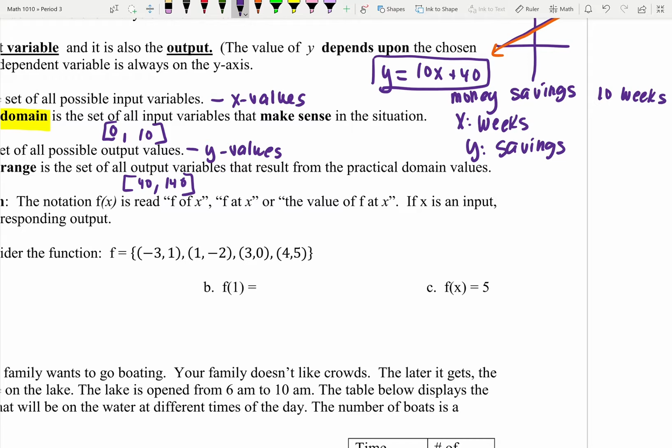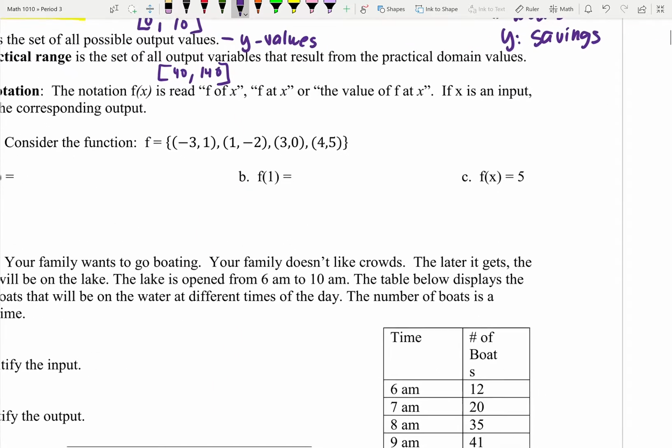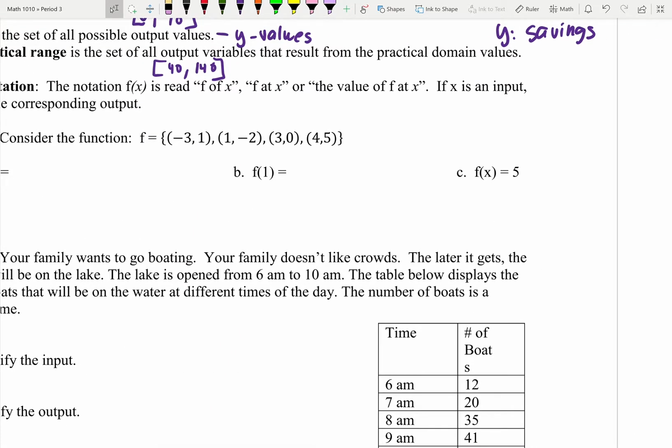So the weeks are the x. They go from 0 to 10. The y is the money, and that's going to go anywhere from 40 to 140. Who says I understand that? Raise your hand up high. Okay, good. See how I made a mistake? Everybody's going to do it.